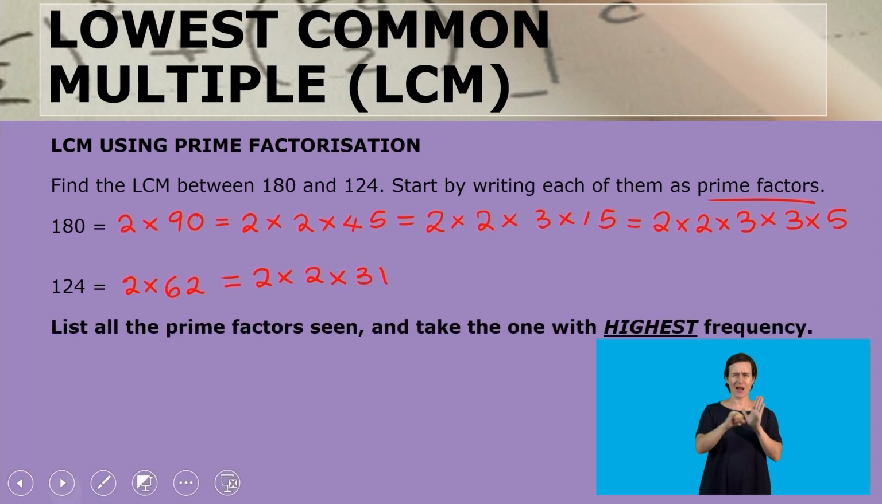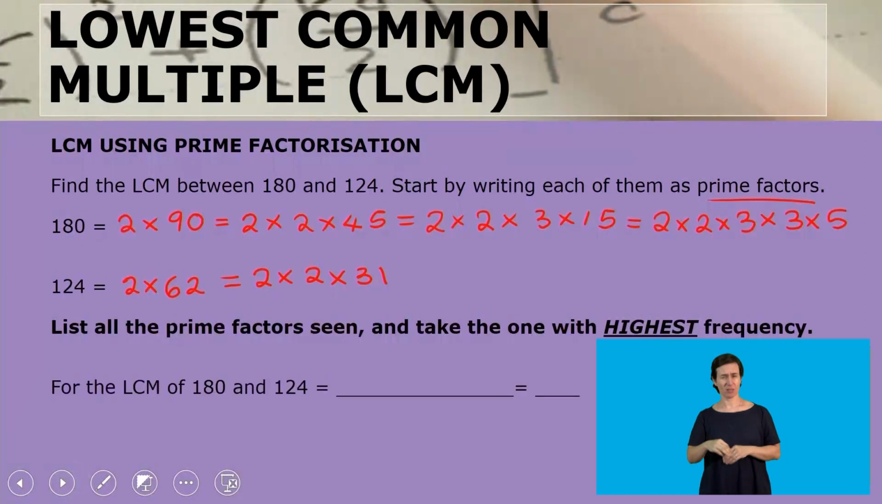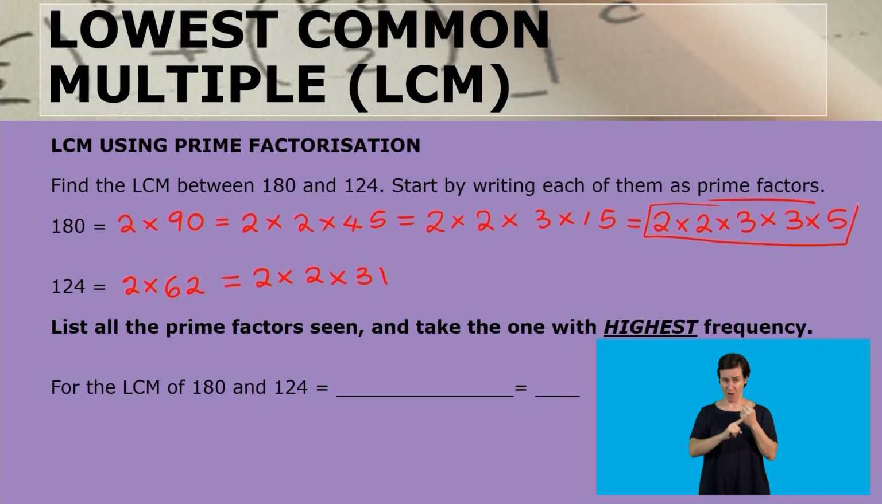How do we find the lowest common multiple again? Remember, we are going to list all the prime numbers that I can see, and we are focusing on this last one where every number is a prime number, and this last one where every number is a prime number.